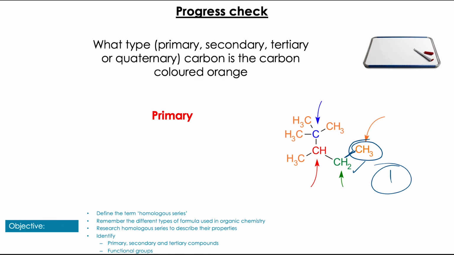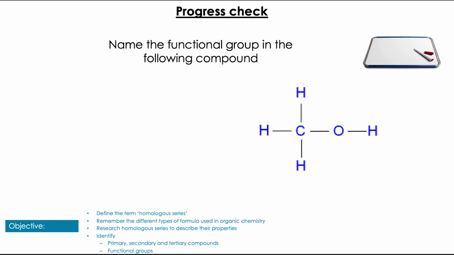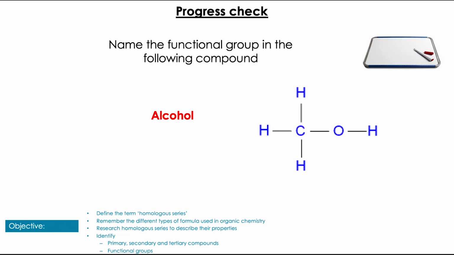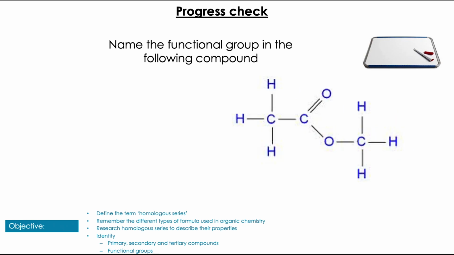Okay, so let's assess those functional groups. What's the name of the functional group in this compound? Pause the video. Pop them up. It is indeed an alcohol. You can see from that OH group over on the right hand side. Okay, try your hand at this one then. Pause the video.